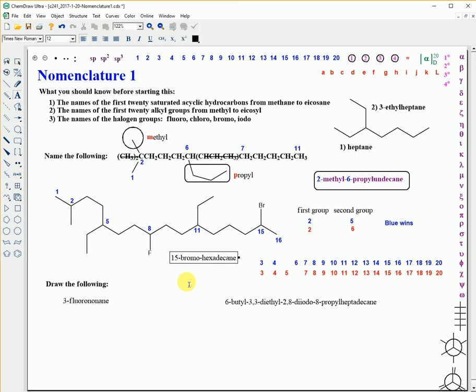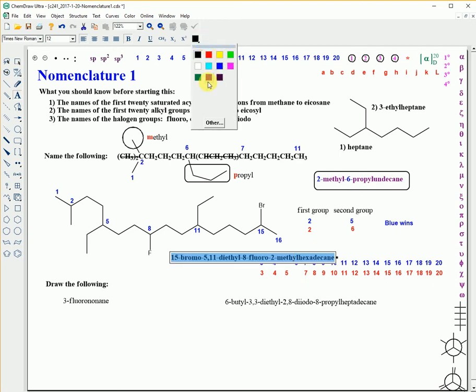Ethyls are next. There are two of them. I need two numbers. 5 is the first ethyl. 11 is the second ethyl. To indicate there are two ethyls, you use the prefix di before ethyl. Then on carbon 8, there is a fluoro. Then on carbon 2, there is a methyl. And you have your name.